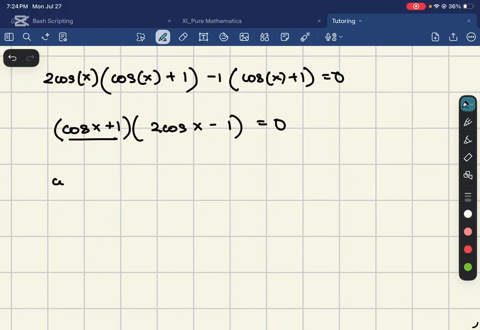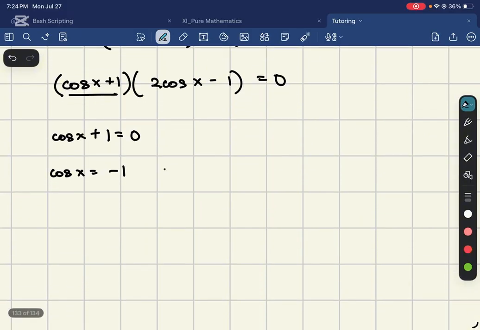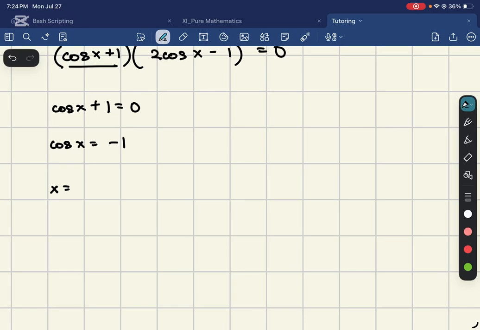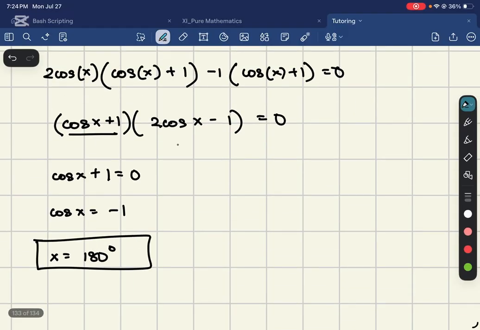Now I can solve for cos x plus 1 is equal to 0, which means cos x is negative 1. And if you know the graph of cos of x between 0 and 360 degrees, then you know that the only angle that satisfies this is 180 degrees. Cos of 180 degrees is negative 1. Cos 0 is positive 1. Cos 90 is 0. Cos 180 is negative 1. Cos 270 is 0 again, and then cos 360 is back to positive 1. So we only have one solution from this.